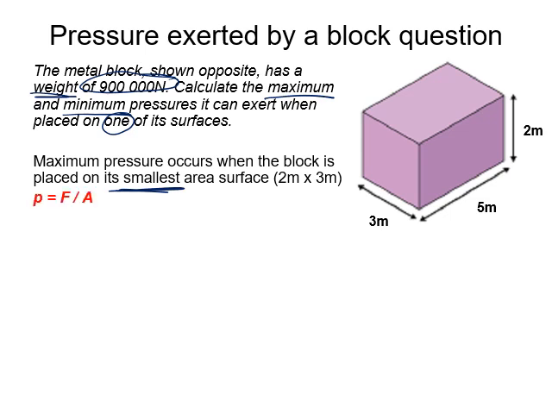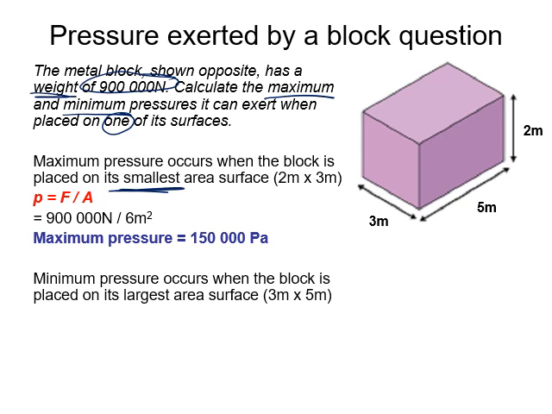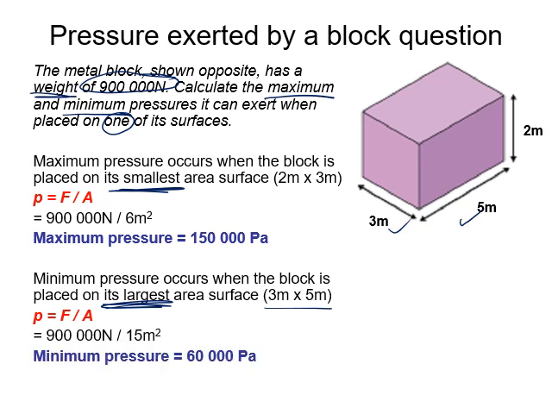So we just use the equation, pressure equals force divided by area, plug in the numbers, and we get a pressure of 150,000 pascals. For the minimum pressure, this will occur when the block is placed on its largest surface area, which will be the 3 times 5. Okay, this one, here, and here. So again, we use the correct equation, pressure equals force divided by area. We plug in the numbers, and we should have a minimum pressure of 60,000 pascals. Hopefully you got that correct.